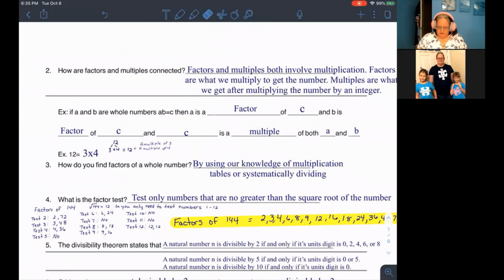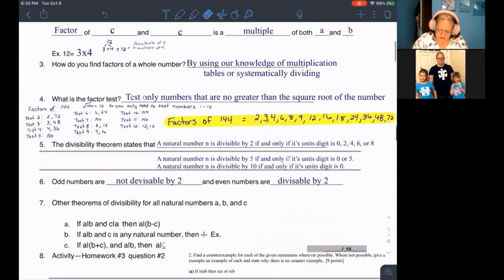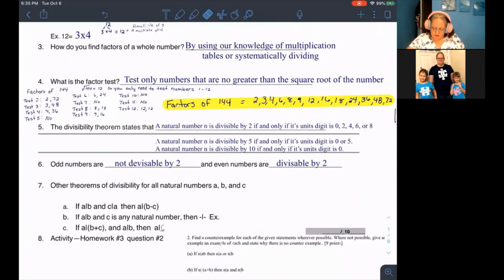What is the factor test? Number 4, it says to test only numbers that are no greater than the square root of the number. So say we're doing a factor test on the number 144. To know what numbers you need to look at in order to see what the factors of that number are, you take the square root of the number, like the 144, which gives you 12. So that means we only need to look at the numbers 1 through 12 in order to find what factors are relevant for that number.